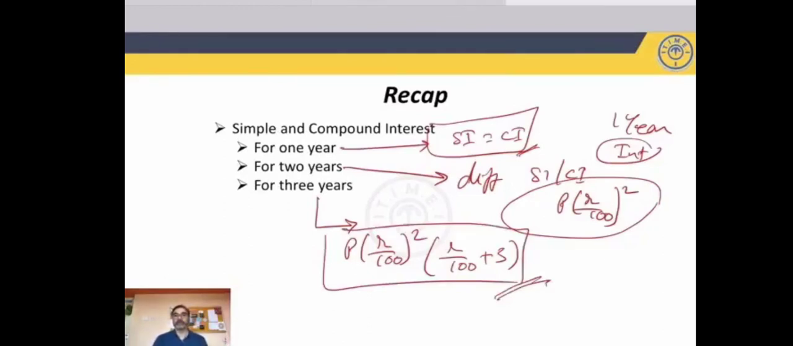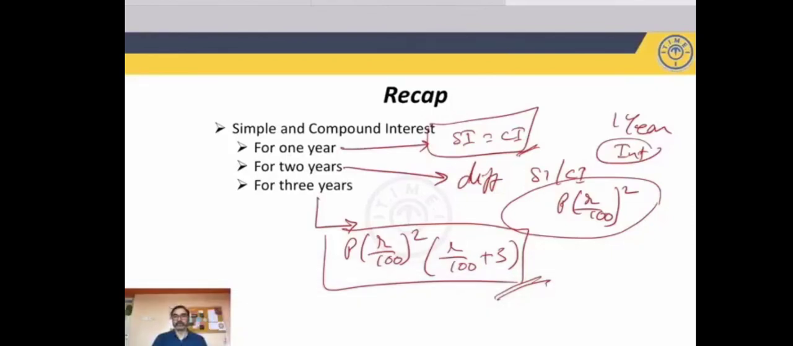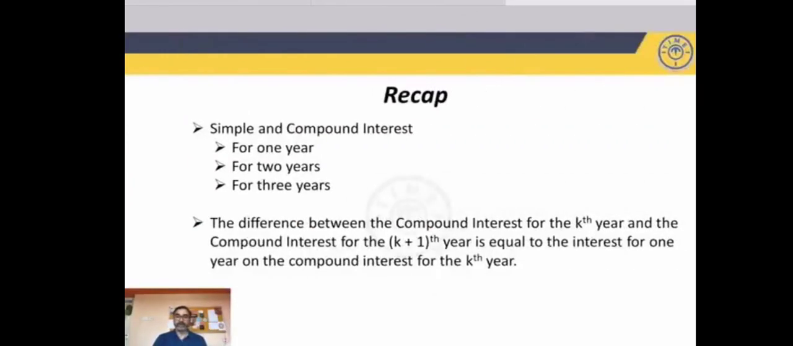Calculating interest on interest, keep on doing it for 3 years, then you'll get the difference between SI and CI for 3 years. Okay. Then what we have seen? We have seen that the difference between the compound interest for the kth year and the compound interest for the k plus 1 year is equal to the interest for 1 year on the compound interest for the kth year. That means if you are looking at, let us say, third year and fourth year.